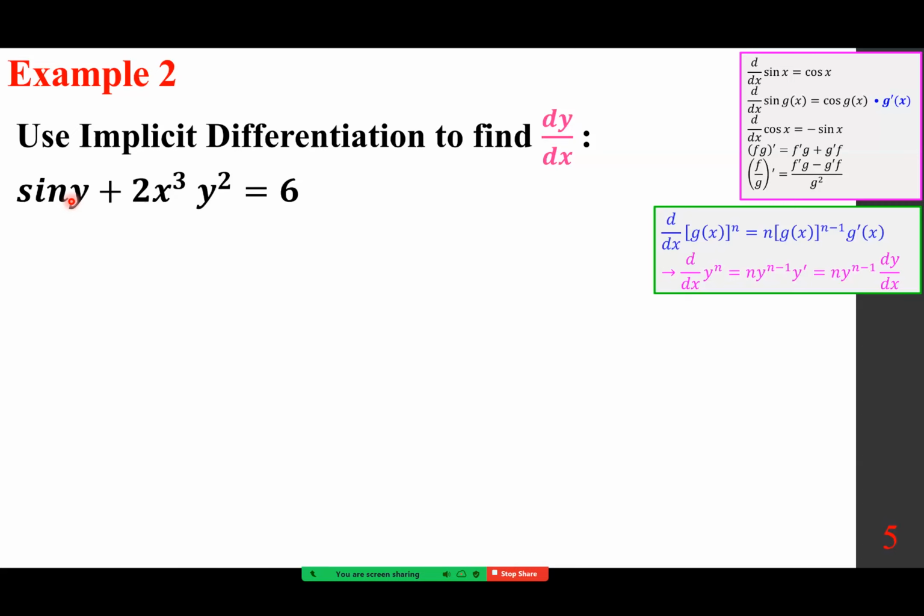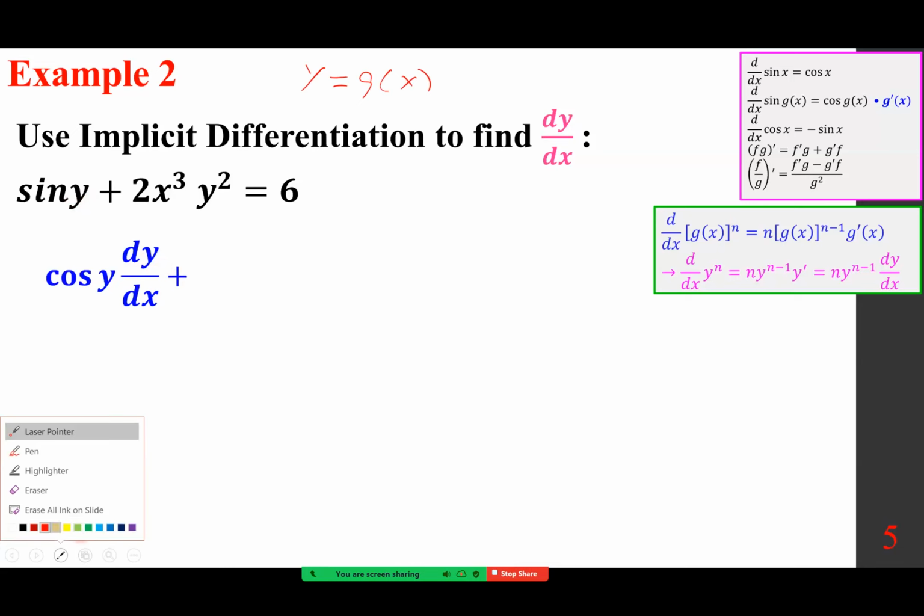and remember, y is g of x. Y is the same as g of x. Let me just write this here. So y in essence is the same as g of x. So times g prime of x, or times y prime, or times dy dx. So cosine y times dy dx. I'm going to put a raised dot here.